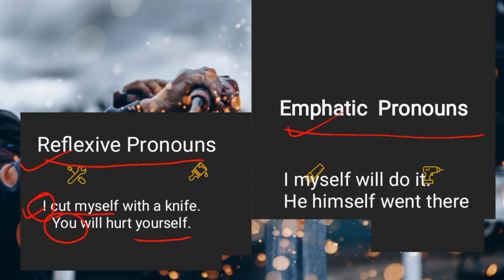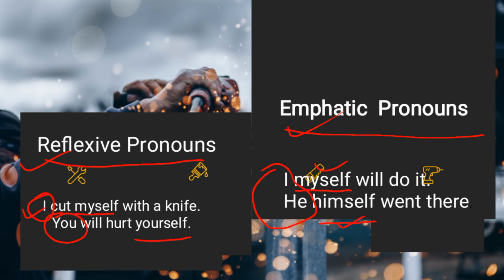Now, emphatic pronouns. See the examples. I myself will do it. He himself went there. Here, myself, himself. In these sentences, the pronouns myself and himself are used to emphasize the subject. They are used to emphasize subjects and their intention. They are showing the intention and total involvement of the subject. So hence they are called emphatic pronouns. So students, emphatic pronouns are used to emphasize the subject's intention and involvement.